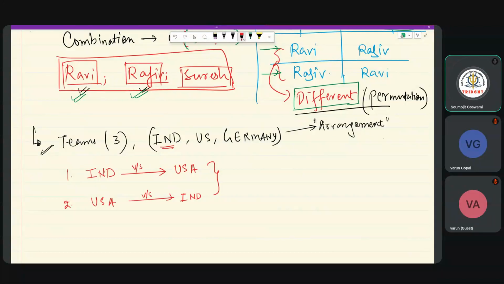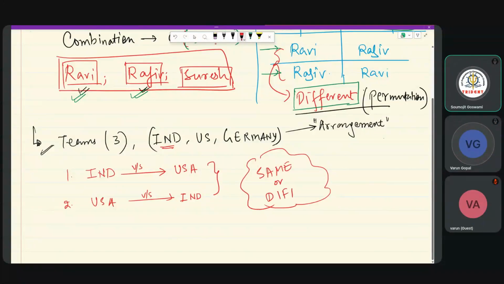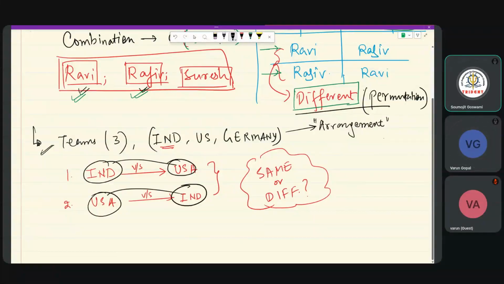Now the same question that I will ask you: these two cases, same or different? These two cases are same, right? India versus USA, USA versus India. Earlier it was different. Right now, logically thinking, if India plays with USA or USA plays with India, both is the same case. So here the two cases are same. In other words, these two cases are nothing but just one match.